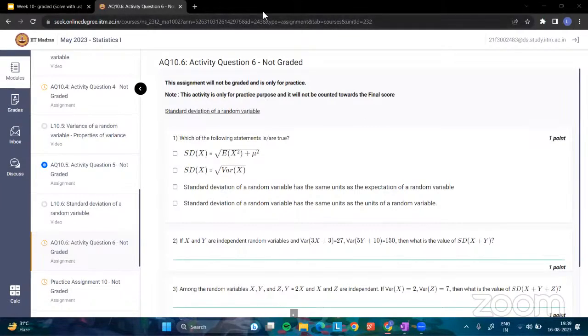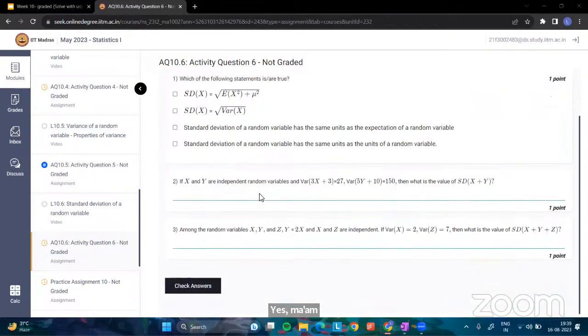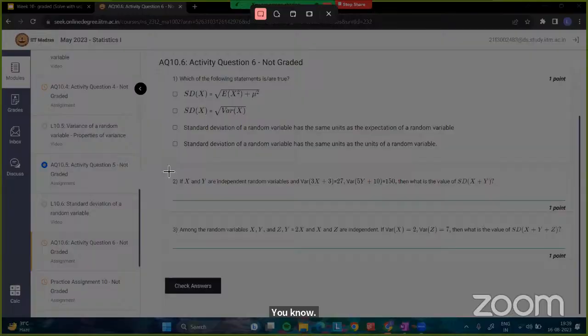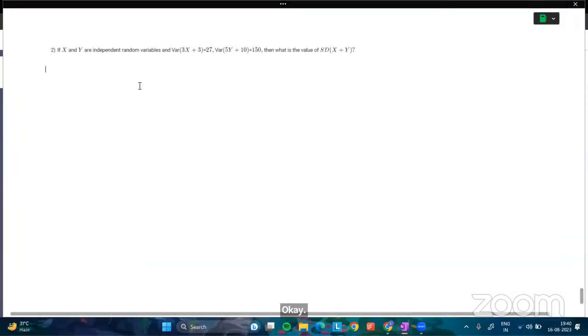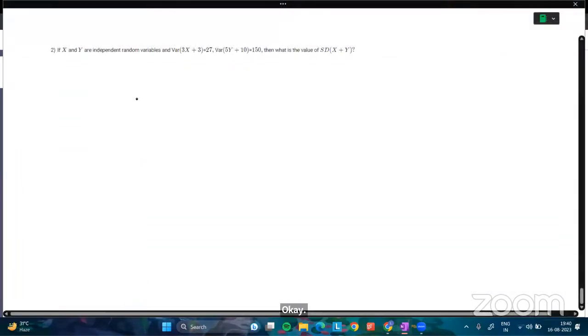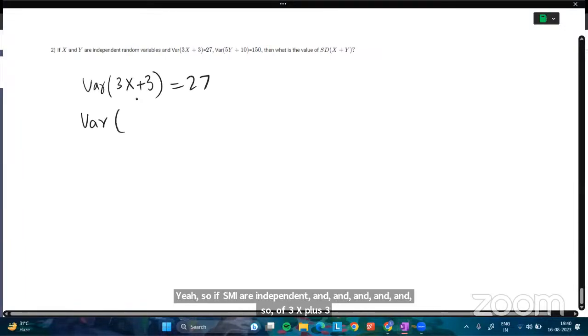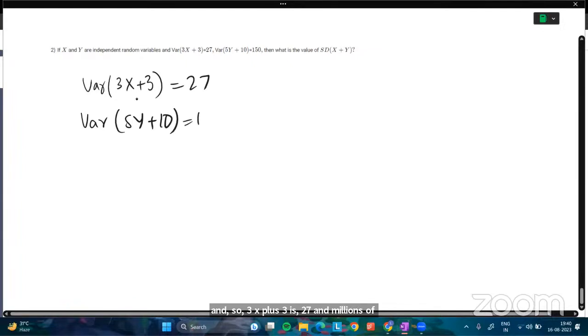Nothing else, right? Okay, Danya, you can ask your question. Activity question 10.6, sorry, ma'am, question 2. I just want to know how to find it. Could you just solve it? I'm unable to do. Yeah, so if x and y are independent random variables and variance of 3x plus 3 is 27 and variance of 5y plus 10 is 150, we have to find standard deviation of x plus y.